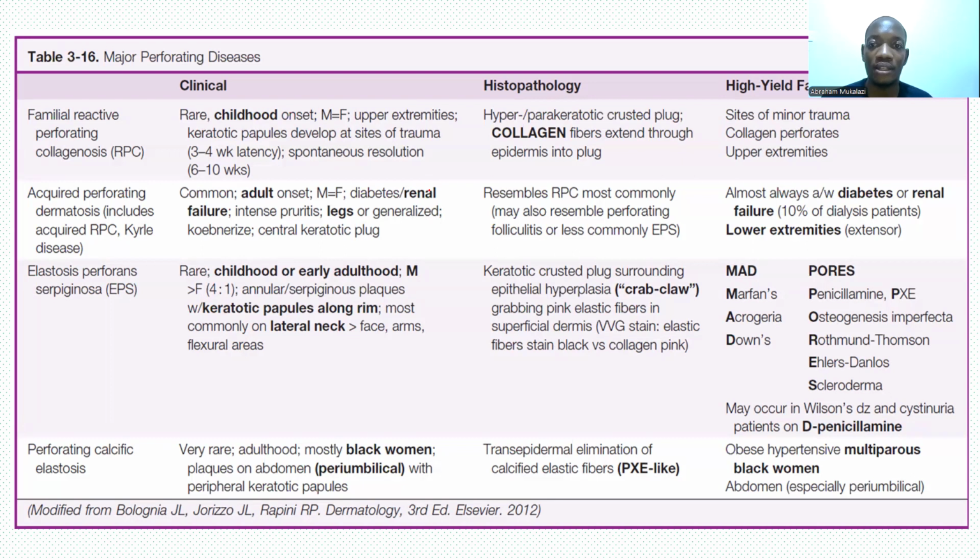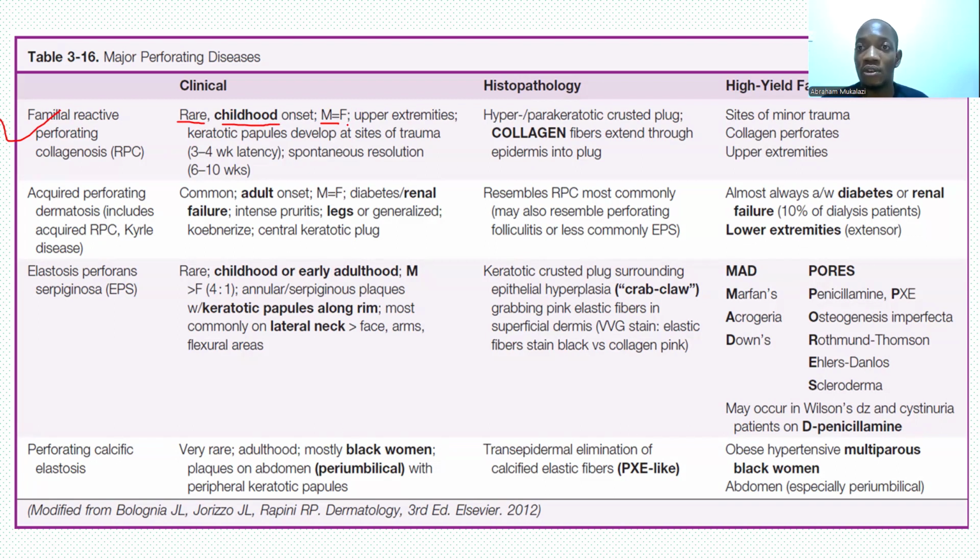In this summary, this table tries to show you the major perforating diseases and how they look clinically, histopathologically, and then the common associations. If you start with familial reactive perforating collagenosis, also just called reactive perforating collagenosis, it is a little bit rare, commonly in children, with equal distribution between males and females, commonly seen on upper extremities with keratotic papules that develop even on sites of trauma.